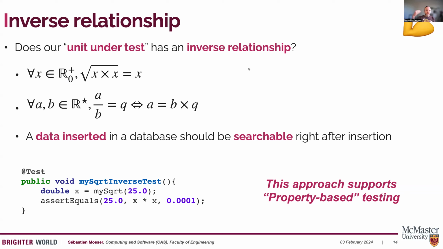Second example, if a divided by b is q, then a should be b times q. Okay, that's the kind of thing that you can have.